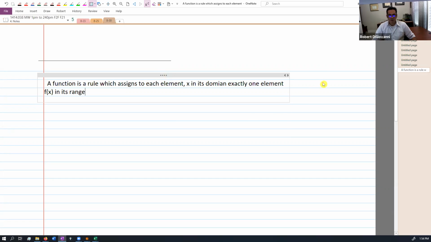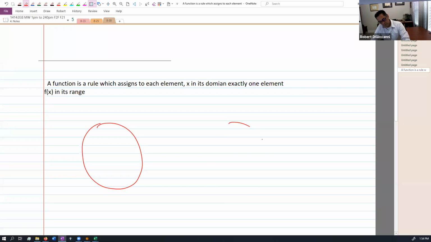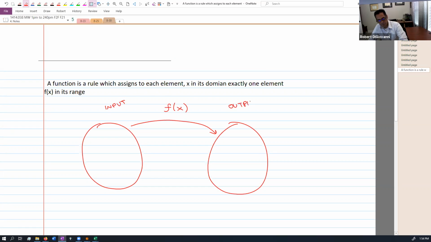But when it comes to functions, I think they're most easily demonstrated with pictures, right? So the idea of a function is this. You have a machine, right? I'm sure you've seen this picture before. You have a machine that basically takes things in and spits things out. So you have input and output.